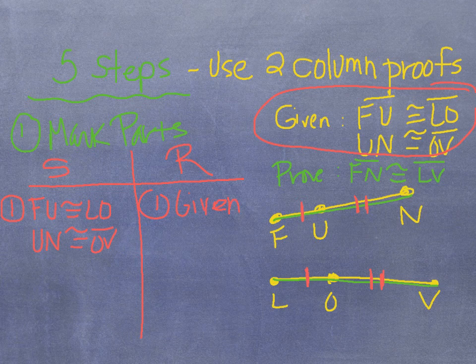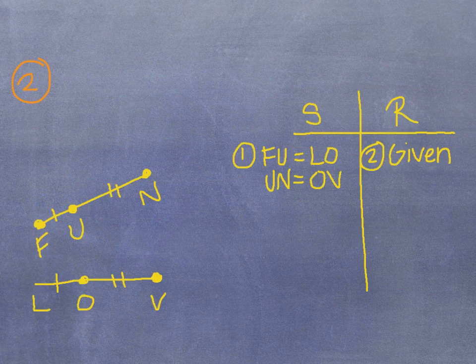Okay, let's move on to step 2. As you can see, you don't have to recopy anything. I just rewrote this here to show you what we have already. The second step is you're going to make 2 segment addition statements. The reason we're making 2 of them is because we have 2 segments here. We have segment FN and segment LV.